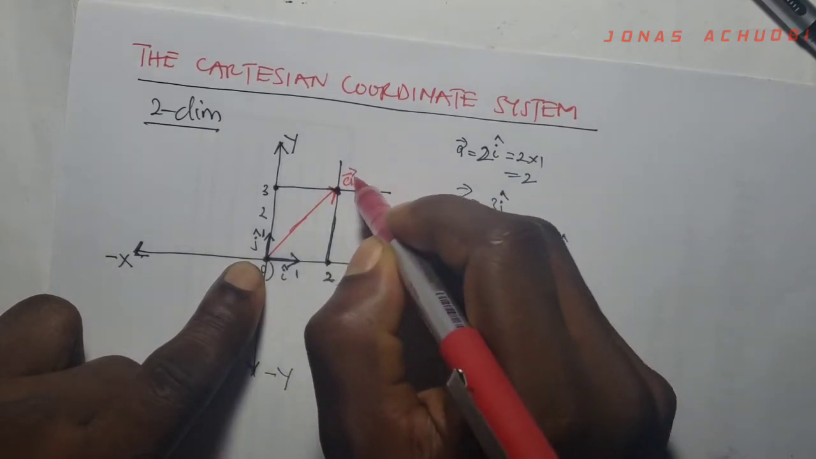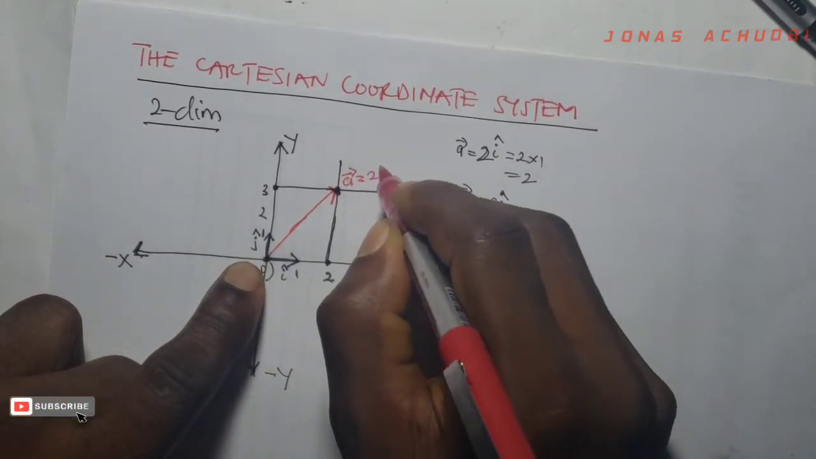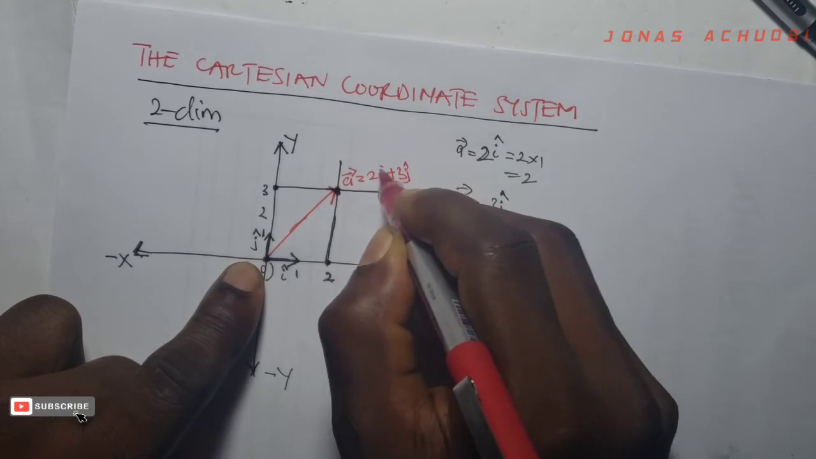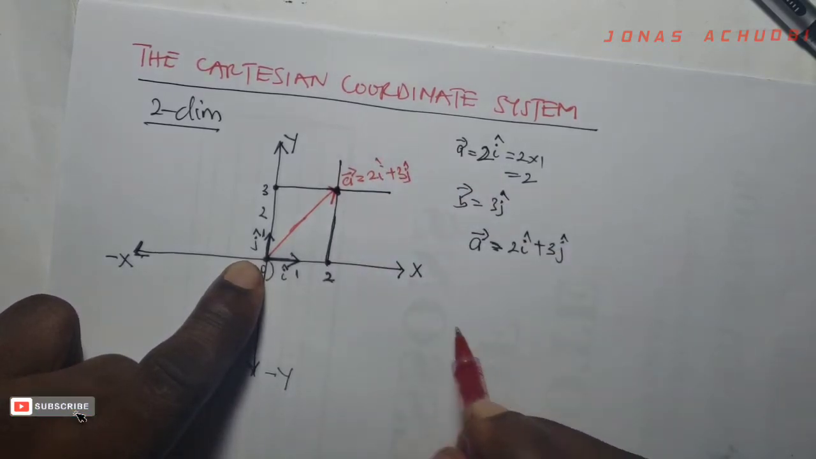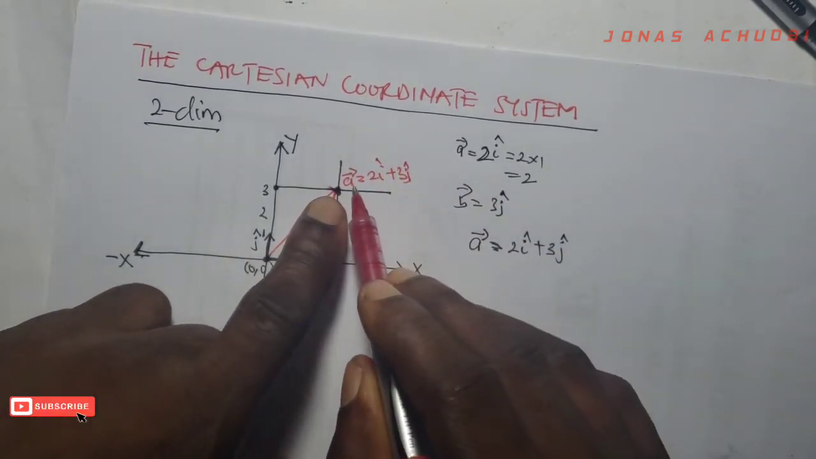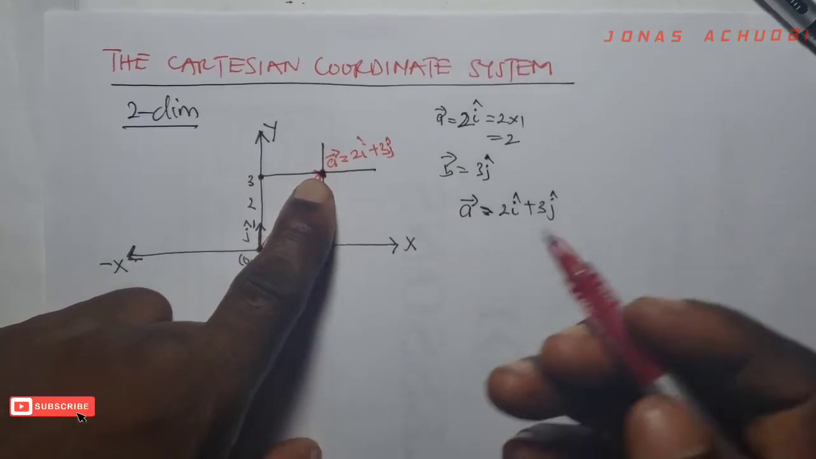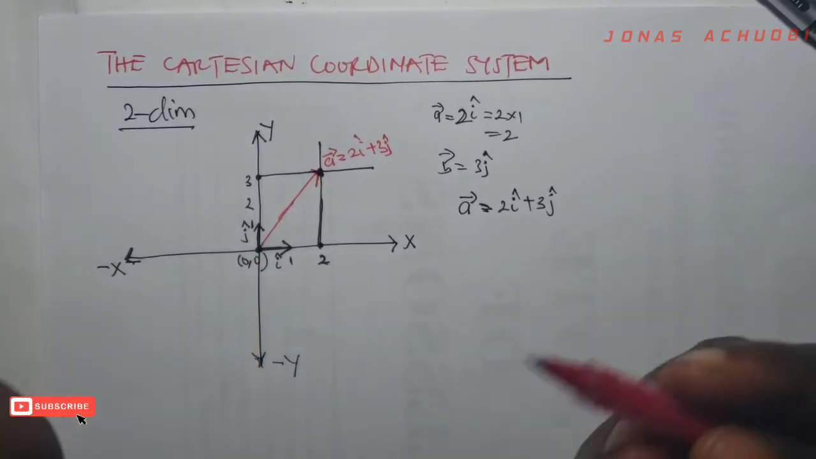So I can write this vector a here as 2i plus 3j. Now we can also write this vector in what we call coordinate form, in terms of pairs of coordinates.